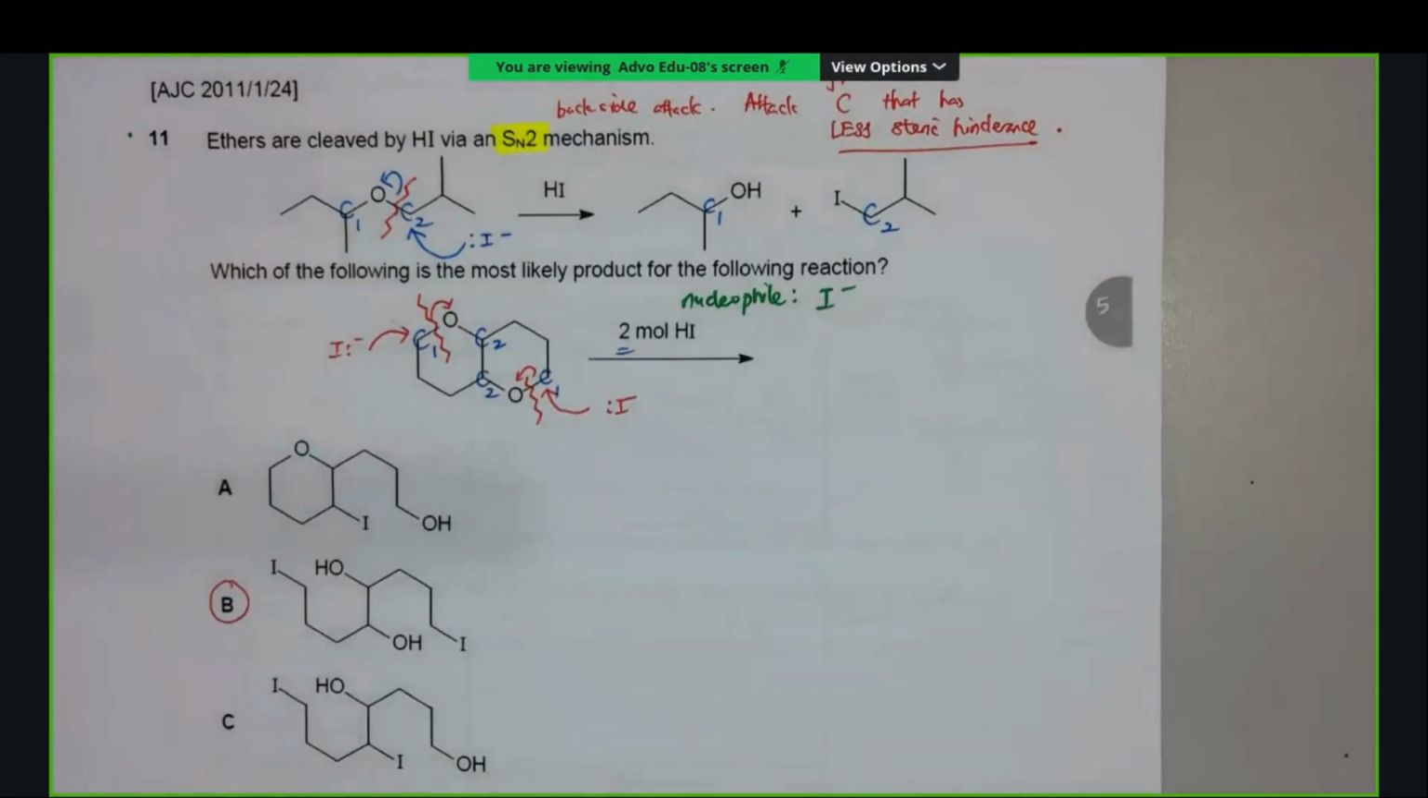Is it okay? I like this question because it's not so straightforward. You really have to understand the mechanism because SN2 is basically backside attack, so you have to attack the carbon that has less steric hindrance. This is actually the thought process. Because all of them should have 2 moles, it can be B, C, or D.